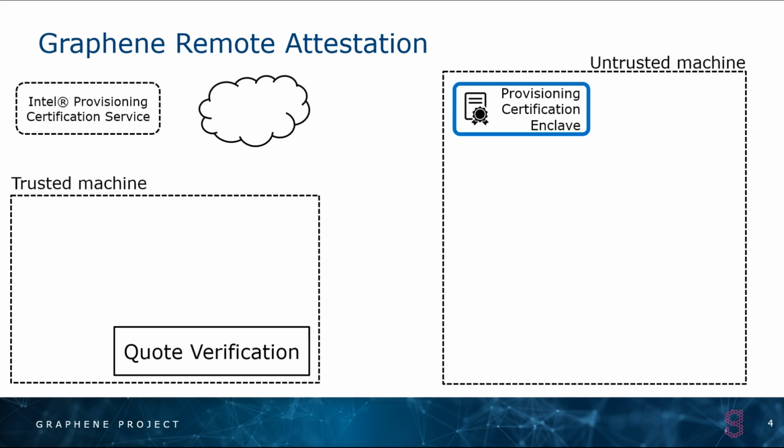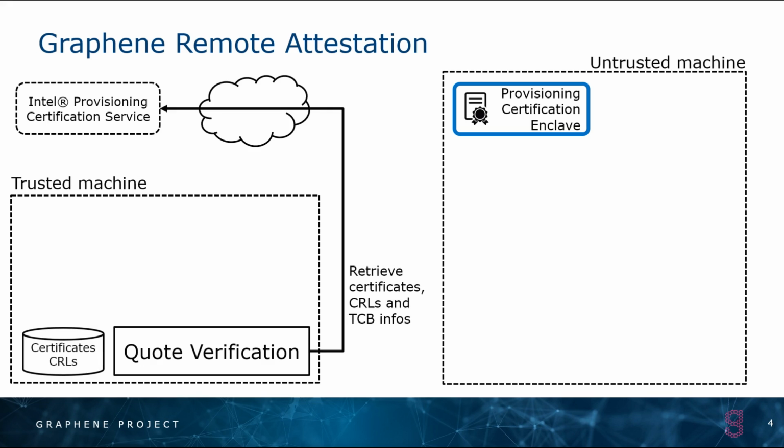Now, the user wants to run an enclavized application with a security-sensitive workload. The user possesses a trusted machine, which does not need to be SGX enabled, and the first thing the user must do before outsourcing her secure workload is to contact the Intel Provisioning Certification Service to retrieve the required certificates, certificate revocation lists, and other SGX identifying information.